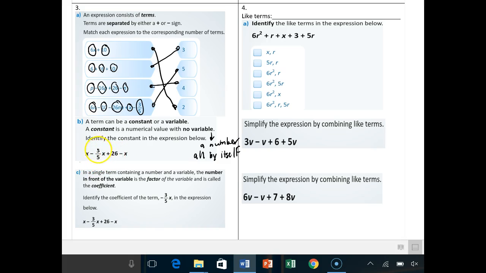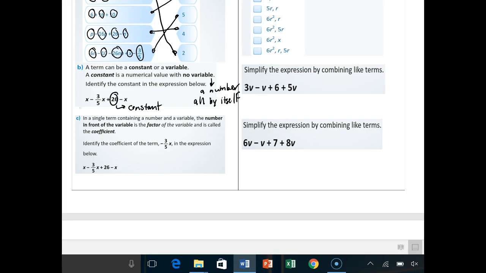Well, that's a variable. That's got a number, but it's attached to a variable. 26, that's all by itself, right? It's separated by a plus and minus sign from the next two terms. And x, that's a variable all by itself. So the constant is 26, okay? So I'm pretty sure you would be typing 26 on BuzzMath, right?